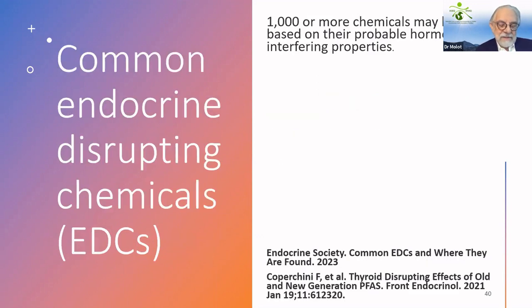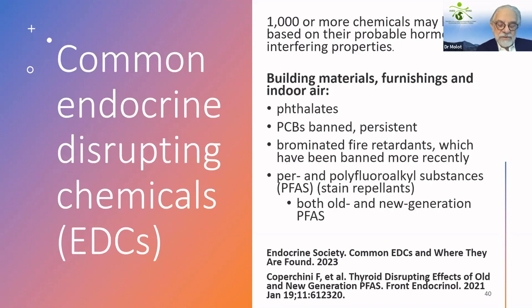An example of chemicals that can have different effects at low doses are the many chemicals described as endocrine disruptors, meaning that they interfere with the functioning of hormones. It has been estimated that there may be at least 1,000. One recognized human exposure source has been the indoor air and dust contamination from building materials and furnishings. They include phthalates, PCBs, which were banned in the 70s but are still persistent in the environment, brominated fire retardants, which have been banned more recently, and stain repellents.